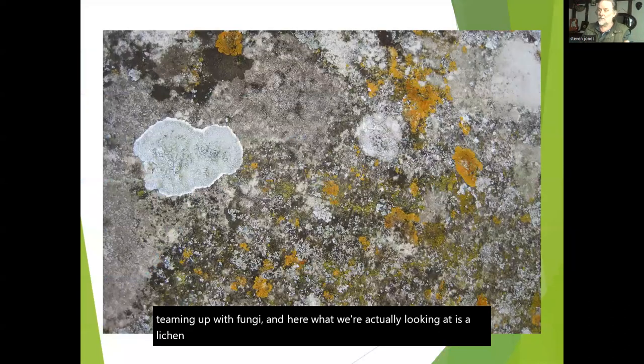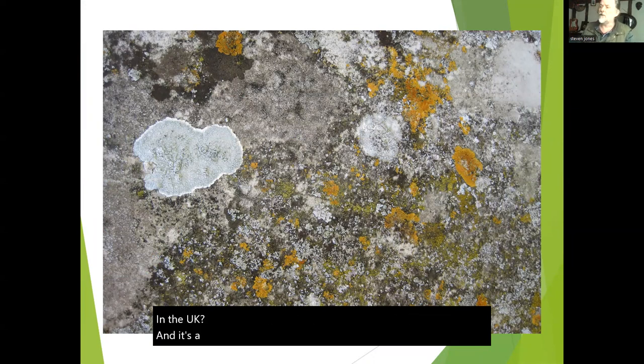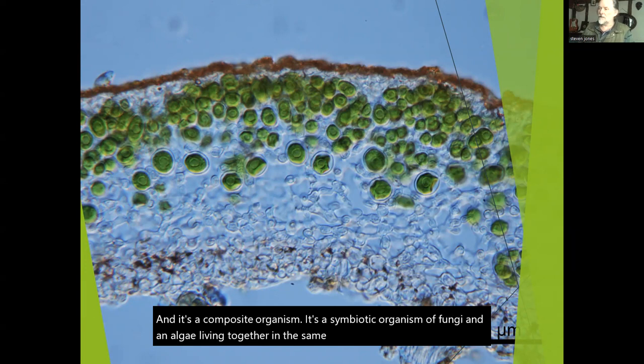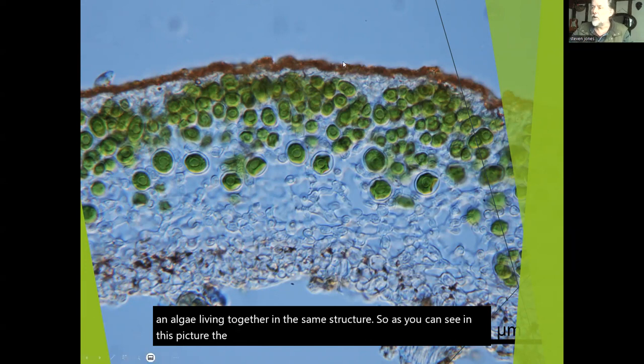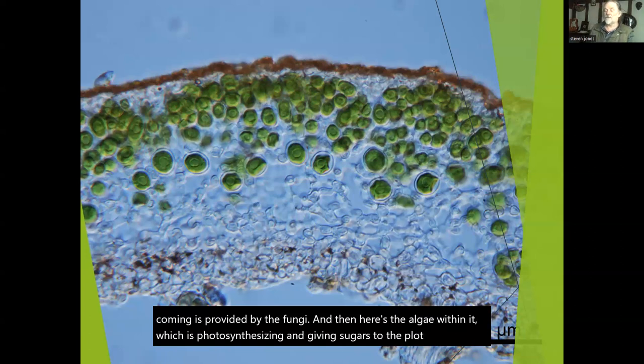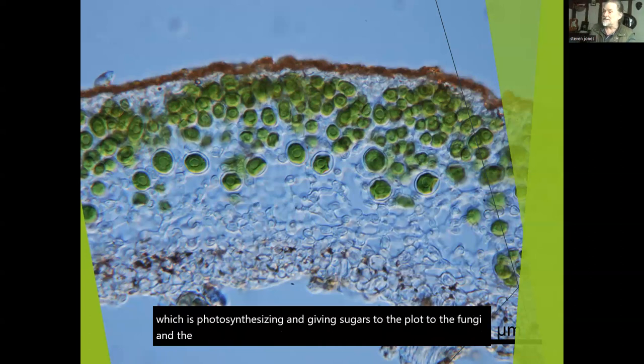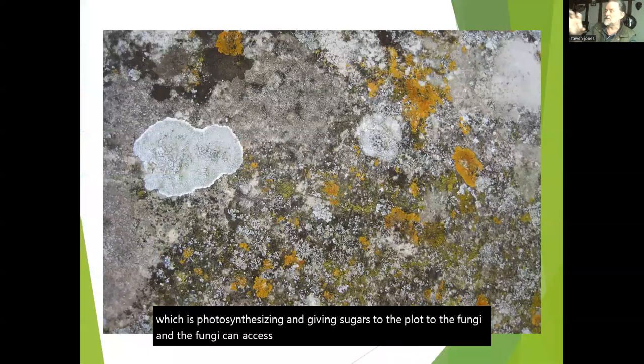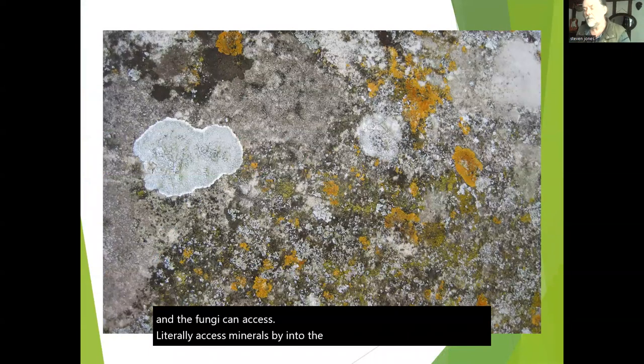Lichens, I'm sure you've all seen. Here's some growing on a wall in the UK. And it's a composite organism, a symbiotic organism of fungi and an algae living together in the same structure. As you can see in this picture, the structure of the organism and the protection of it is provided by the fungi. And then here's the algae within it, which is photosynthesizing and giving sugars to the fungi. And the fungi can access minerals by dissolving into the rock and pulling out minerals, which it then exchanges with the plant for sugar.